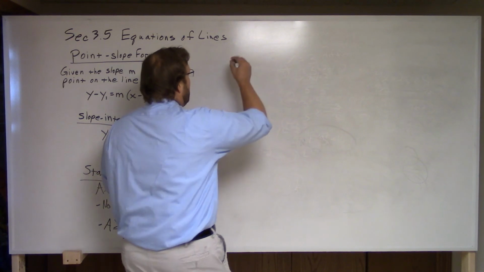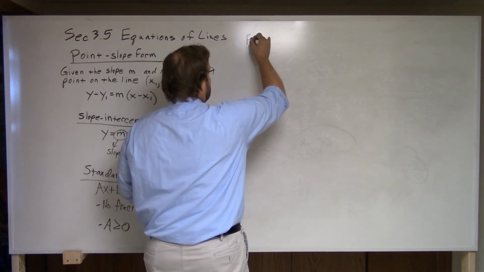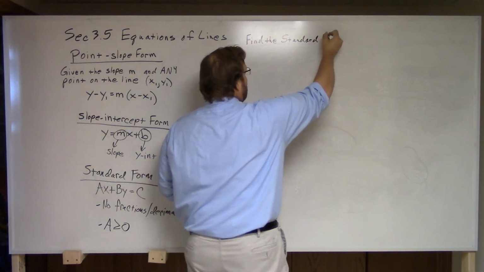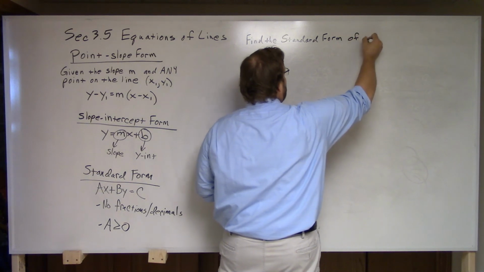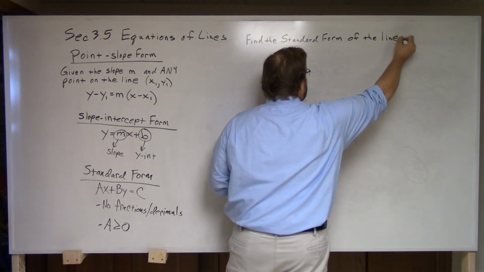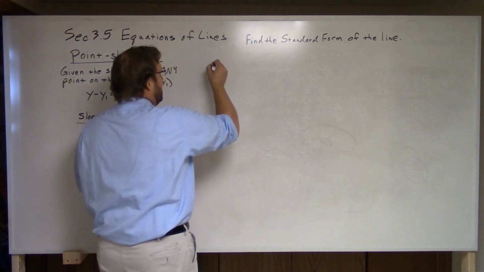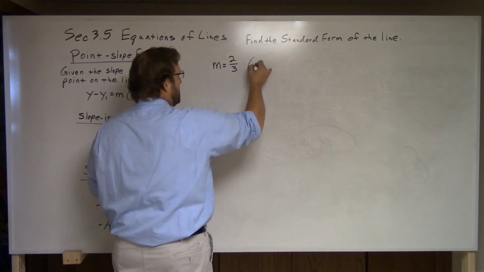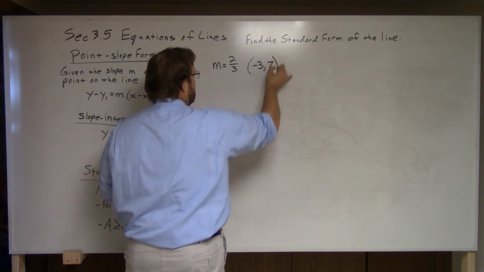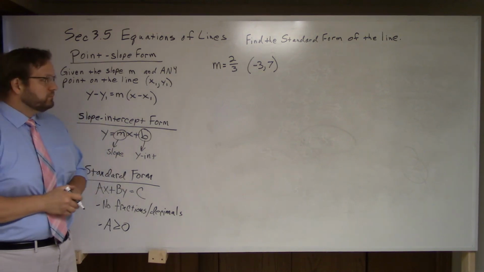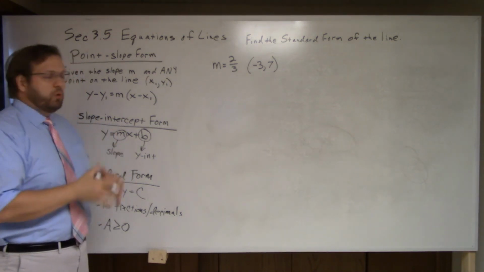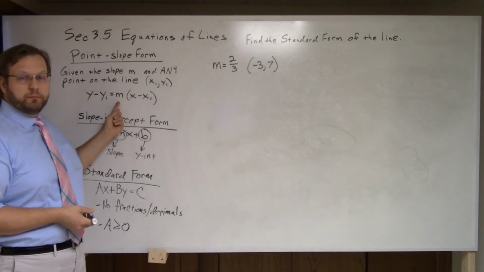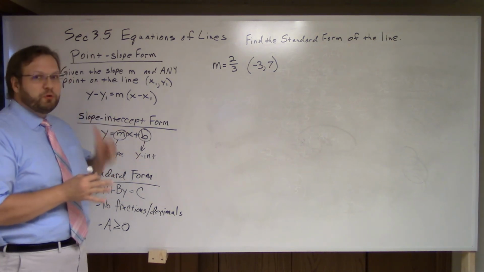Let's say I want to find the standard form of the line. And I have a line that has a slope of 2/3 and goes through the point (-3, 7). Let's say we have that. So there's a slope and there's a point. Now what we're going to do is, given a point and a slope, start with point slope form. These are not clever names, okay? So if you have a point and a slope, point slope form it is.